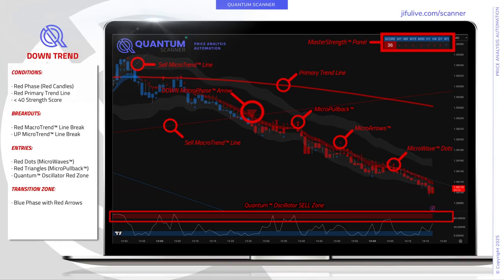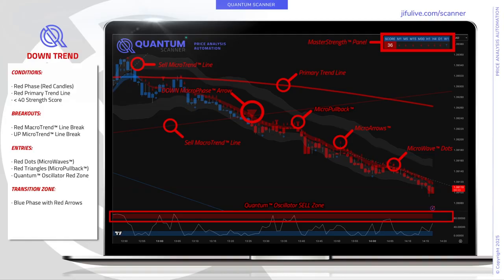First, a red phase, where we get a red macro phase arrow indicating that price phase has shifted in the downward direction. This is followed by red candlestick bodies. Next, we look for a red primary trend line. When the primary trend line is red, that indicates that price is moving below its average. To enhance the relative strength of the trend, we want to look for a score less than 40. It does not always have to be below the number 40, but seeing it at that score or below is helpful to indicate a strong trend.